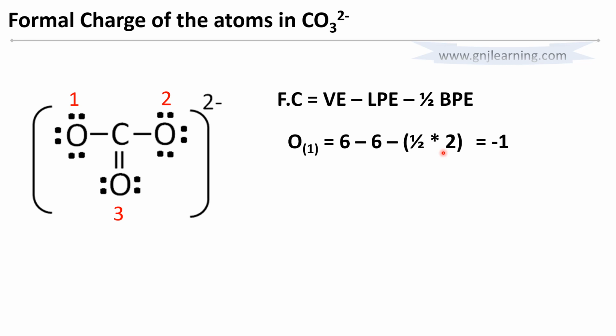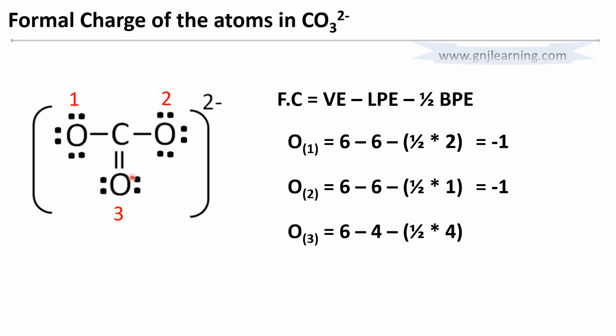This is like what we saw in ozone, the first oxygen in ozone. Now the second oxygen, the same thing, -1, because both have the same arrangement, the same number of electrons and the same distribution. So both have -1. And what about the third oxygen? The third oxygen has 6 valence electrons, 4 lone pair electrons and 2 bond pair electrons, which means 6 minus 4 minus 2, which will be equal to 0. So the charge of this oxygen is 0.